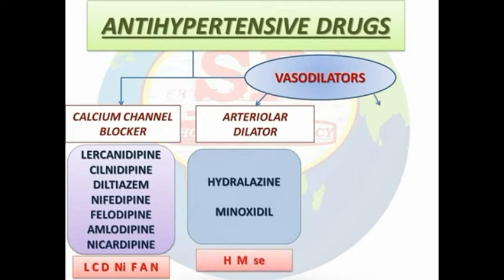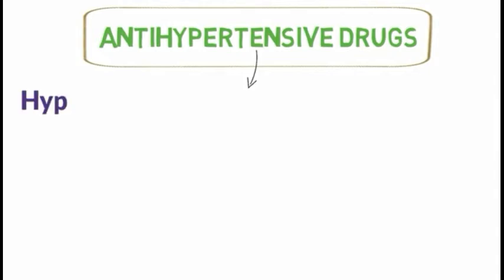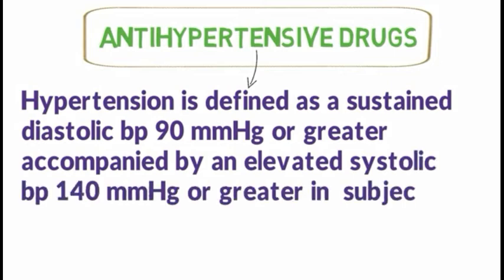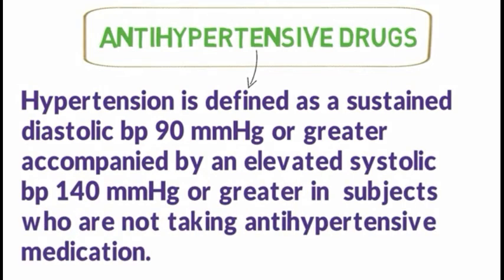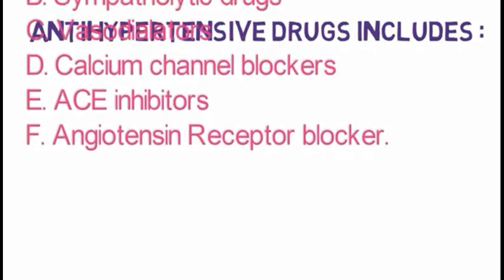So the loop diuretics like bumetanide, ethacrynic acid, furosemide and torsemide are used. And the thiazide diuretics like epitizide, hydrochlorothiazide and chlorothiazide, bendroflumethiazide are used. And thiazide-like diuretics are indapamide, chlorthalidone and metolazone. And the potassium sparing diuretics like amiloride, triamterene and spironolactone are the potassium sparing diuretics in antihypertensive drugs.